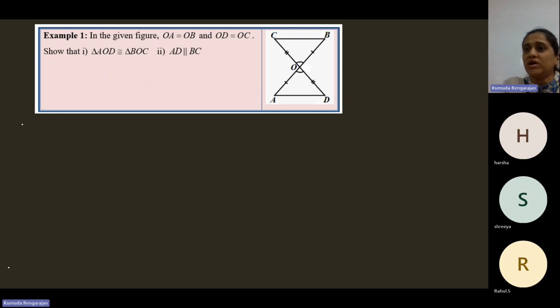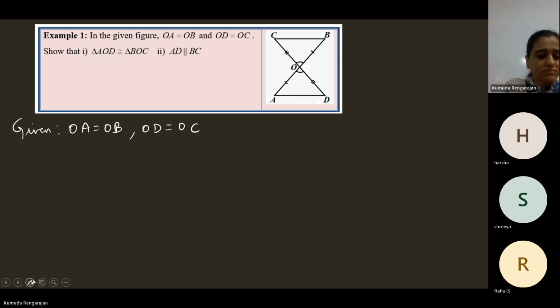So first you should write what is given. When it comes to proofs like this, there is a format in which you will have to present the answer. First, you must write what is given. What is given? OA is equal to OB. Then OD is equal to OC. Before this, you should write given.